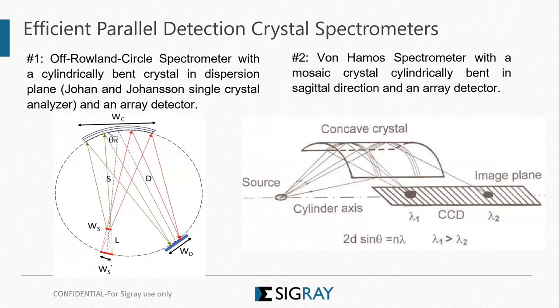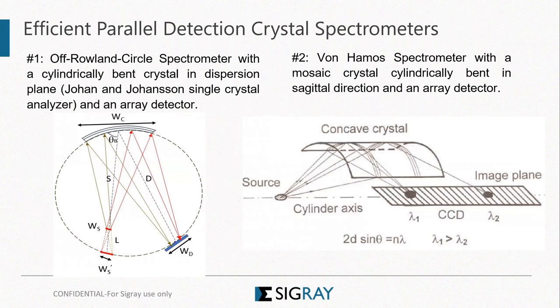Another geometry is the von Hamos spectrometer. In this case, the crystal is bent in the sagittal direction, and different positions of the crystal reflect different energies, recorded by a position sensitive detector. So these are the two geometries going to be used in our system. The oscillating circle geometry with a single crystal will be used for near edge measurement to get high energy resolution. The von Hamos spectrometer will be used for EXAFS measurement. In this case, the von Hamos spectrometer provides much higher flux, but the energy resolving power is not good enough for near edge.